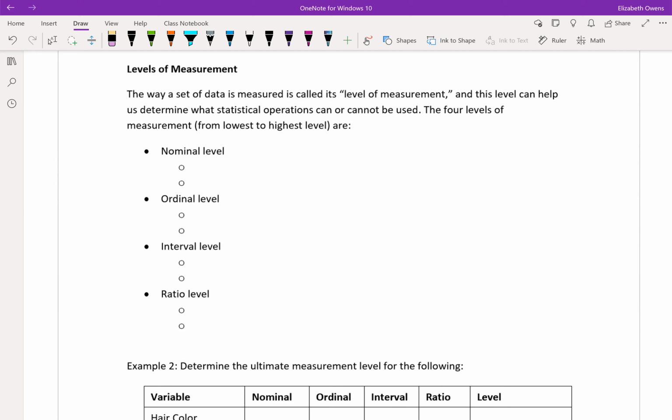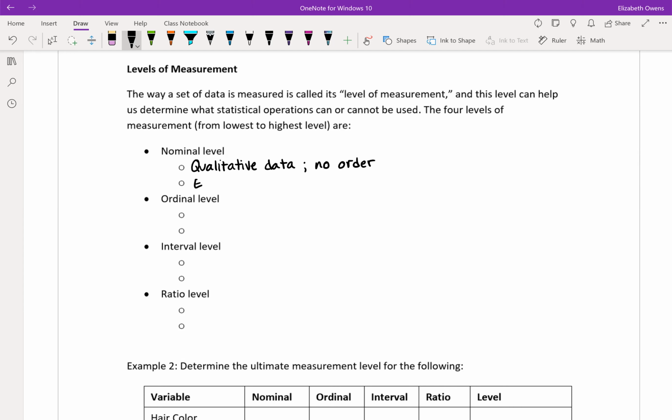Now, with this level of measurement, the data here is qualitative, so sorted by categories based on some attributes. And a key characteristic of this data is that there is no specific order for the categories, no inherent ordering that most people would understand.